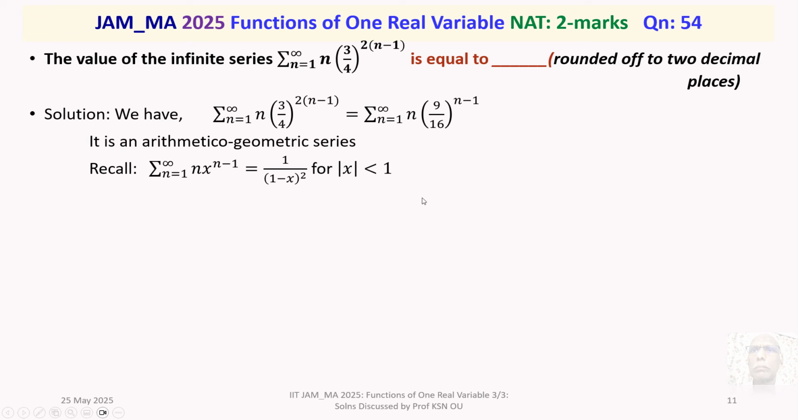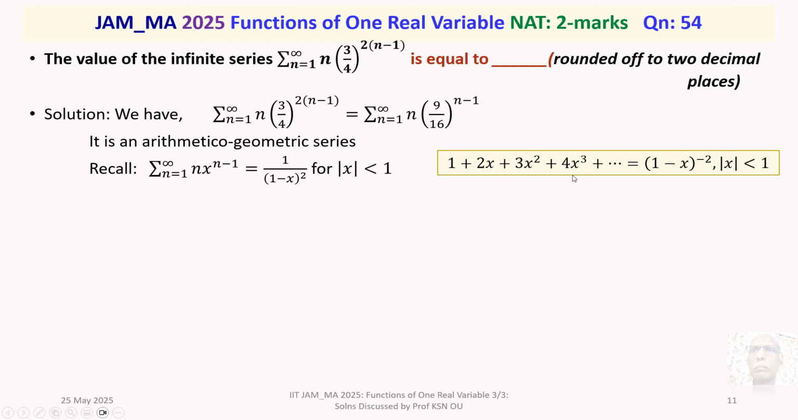And under binomial theorem also we have studied 1 plus 2x plus 3x square plus 4x cube plus so on and so forth. This is precisely sigma n is equal to 1 to infinity n x to the power of n minus 1. Under binomial theorem we get this one. This is equal to 1 minus x to the power of minus 2 when mod x is less than 1. This is one and the same. So in our discussion, our x is 9 by 16, which is less than 1.